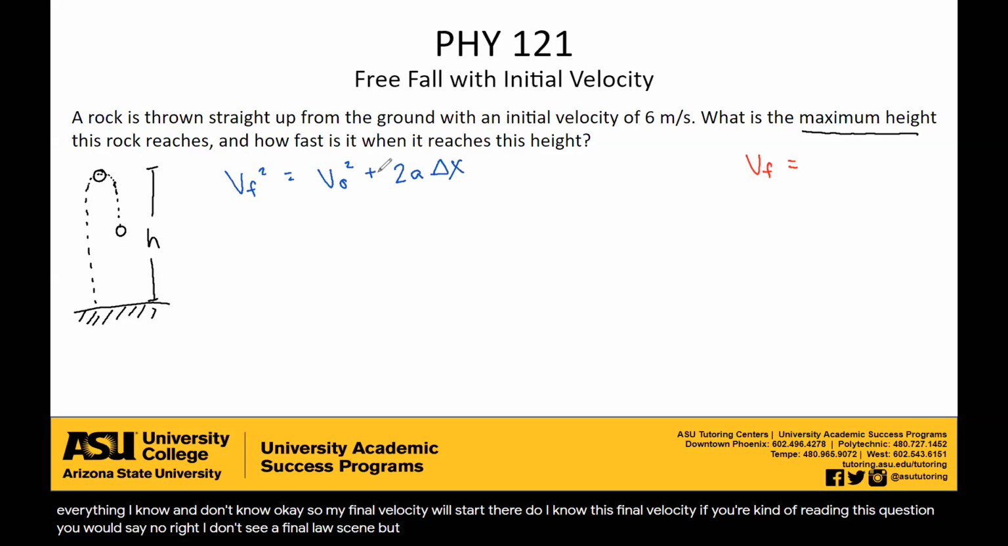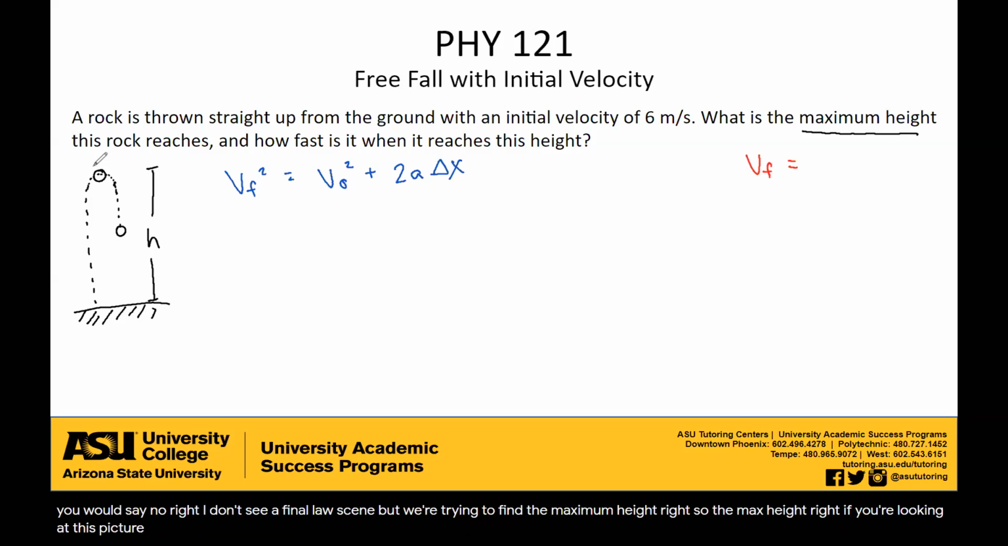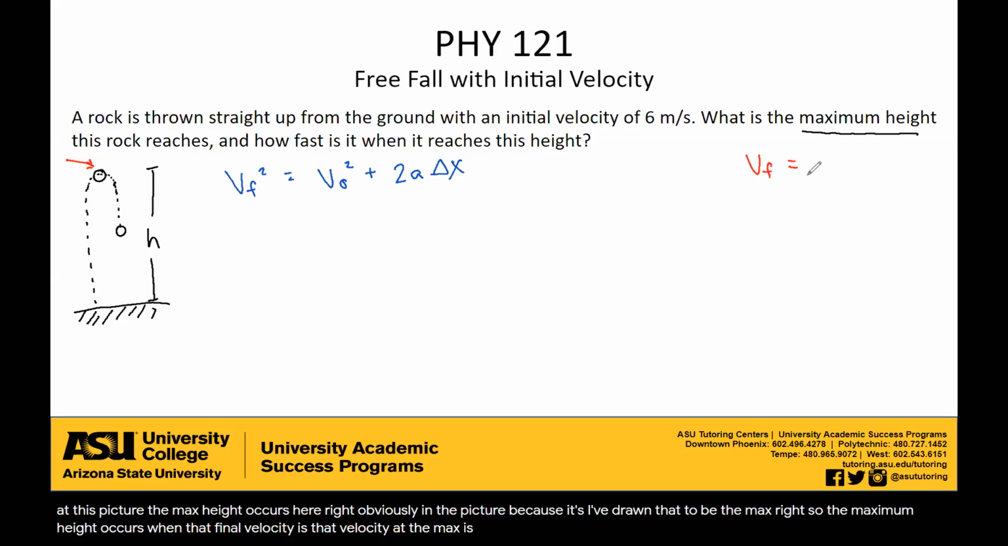But we're trying to find the maximum height. If you're looking at this picture, the max height occurs here, because I've drawn that to be the max. So the maximum height occurs when that final velocity, that velocity at the max, is equal to 0.